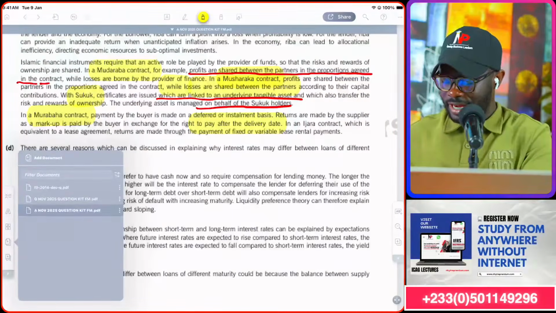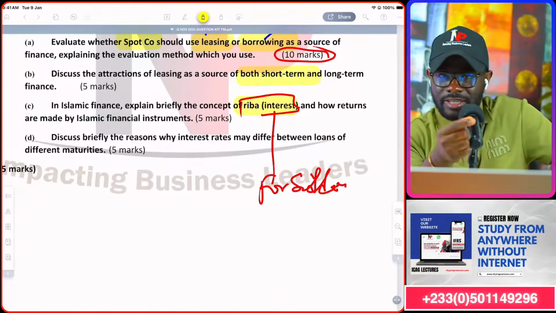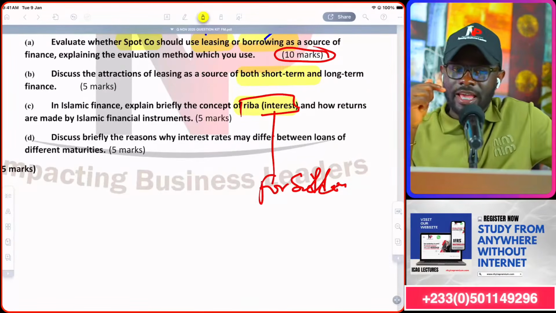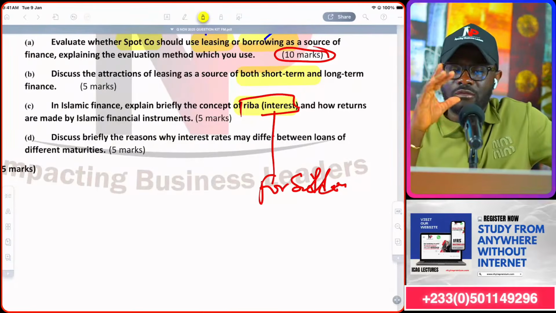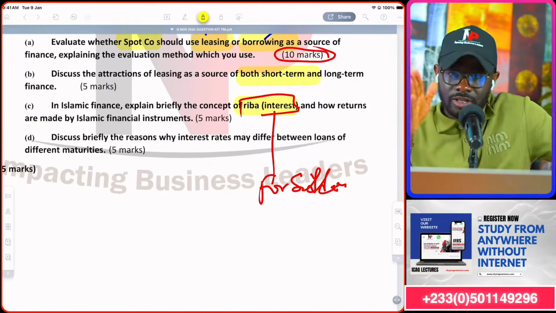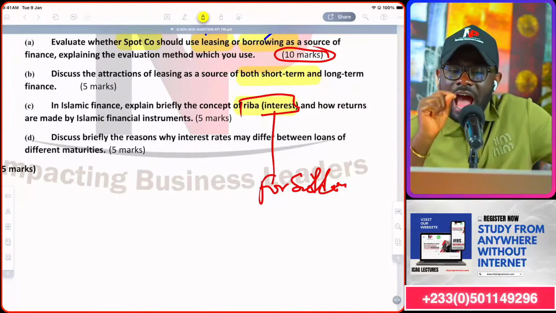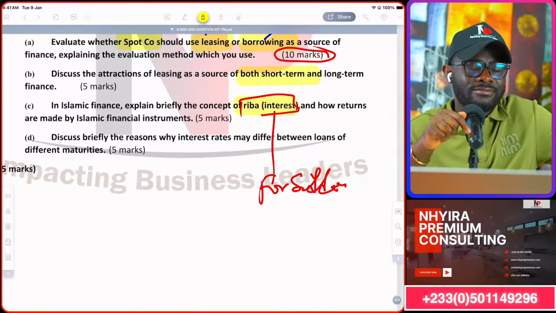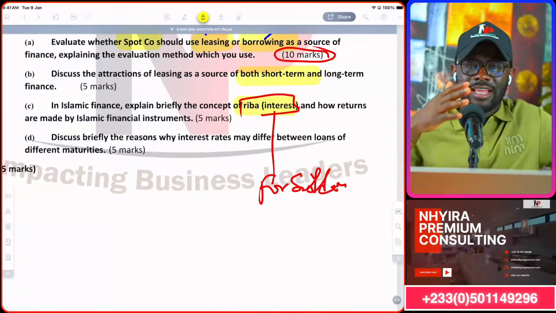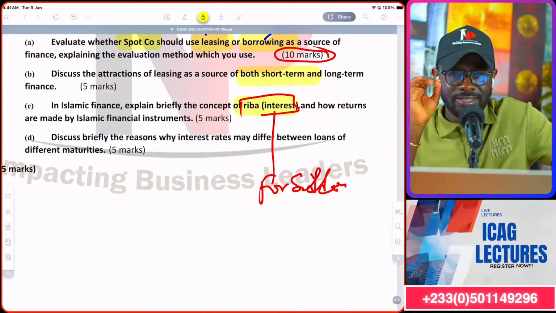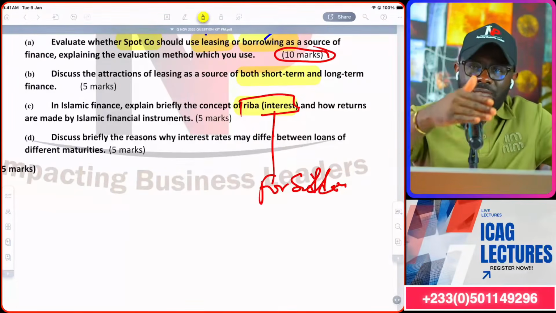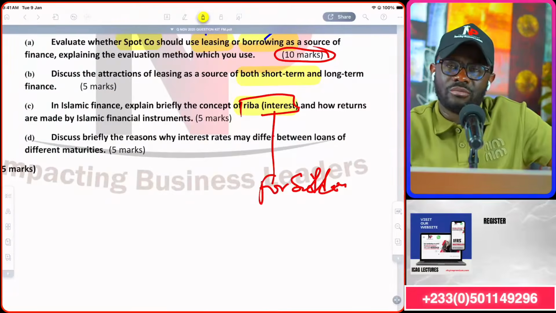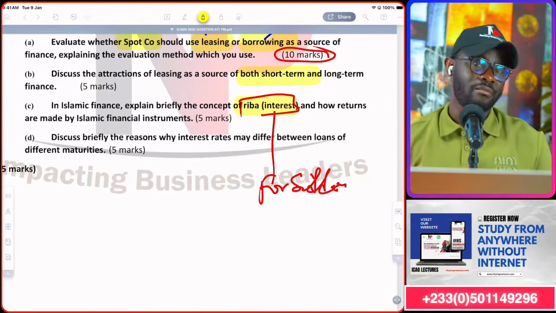So again, look at the way the question was structured and look at the way we have answered the question. Because the examiner says, hey, in Islamic finance, explain the concept of riba or interest. So that's the first part of the question. Then he says, how returns are made by Islamic financial instruments. So the examiner is going 360 for Islamic finance. Tell me about interest. Tell me about how returns are made under each of the Islamic finance instruments. These are the things you must understand when we talk about Islamic finance.